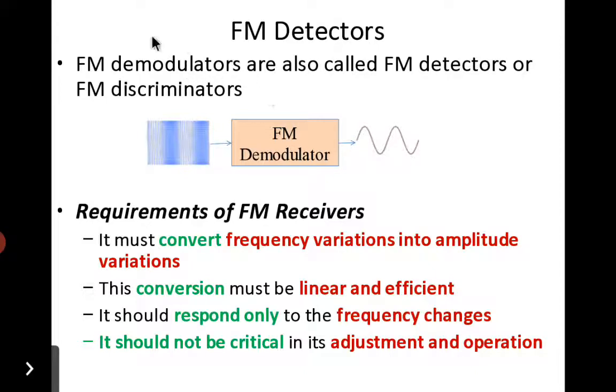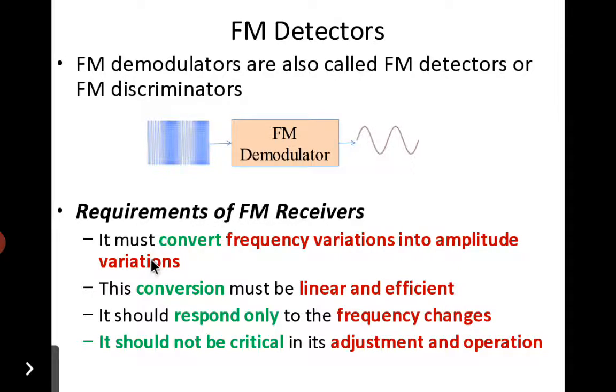FM detection or demodulation is a key process in the reception of frequency modulated signals. That is, once the signal has been received, filtered and amplified, it is necessary to recover the original modulating signal from the carrier. This is performed by a circuit called a demodulator or detector, or even a discriminator. Now we will go to the requirements of an FM receiver.